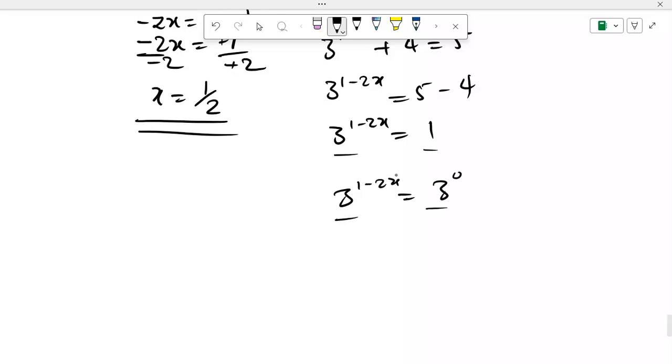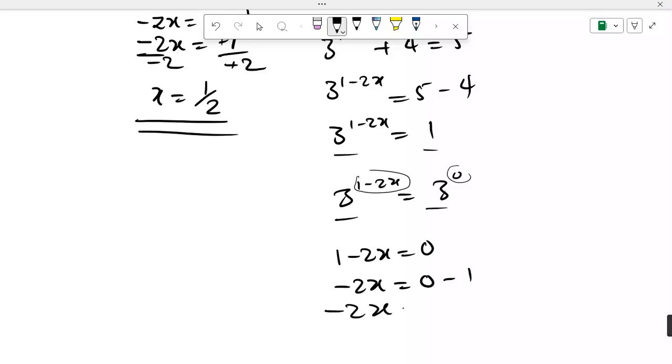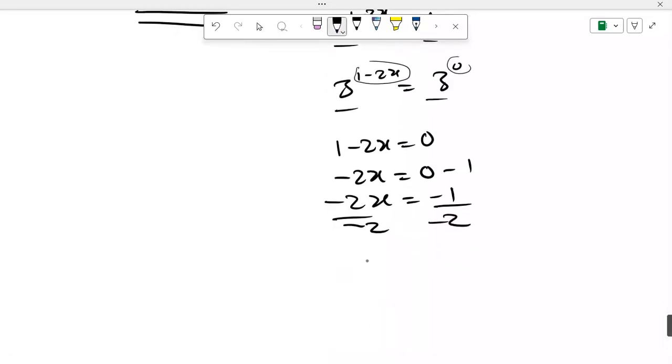If there was 2 here, we write it the way it is. Equate the powers, this and this. So you write 1 minus 2x equal to 0. Now we solve, we take the 1 to the other side. So we have negative 2x equals 0 minus 1, negative 2x equals negative 1. Then we divide by negative 2, x equals half. Okay, so this is your answer.